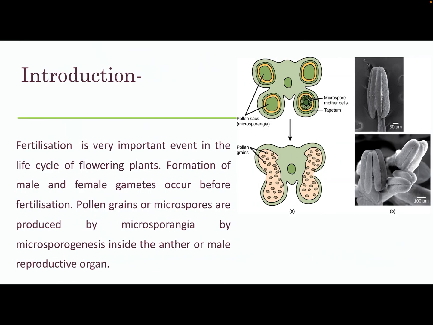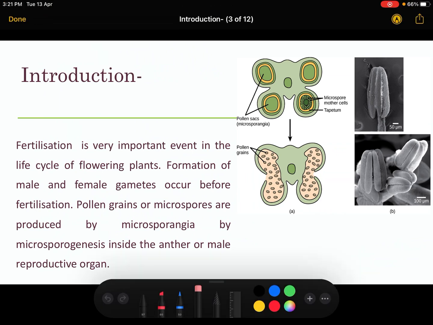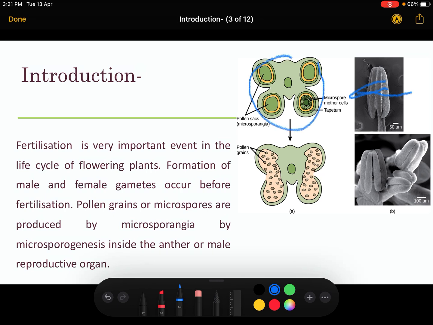Here this slide is showing the anther. This is the anther, and this is the transverse section of the anther. Here you can see 4 chambers or locules. Inside these locules, tiny pollen grains are formed by the process of microsporogenesis. Why microsporogenesis? Because pollen grains are also called microspores, and their formation inside the anther is called microsporogenesis.